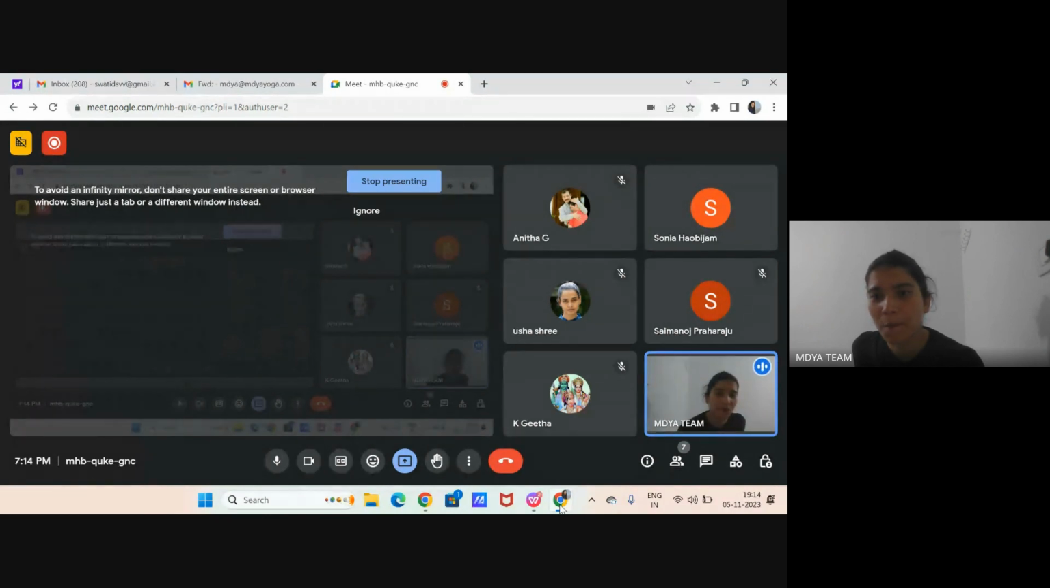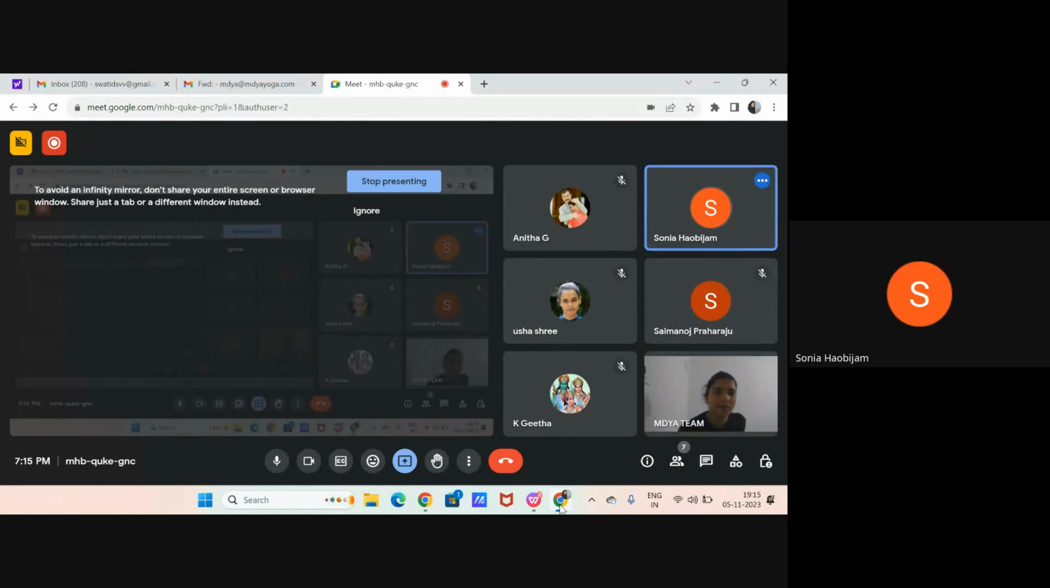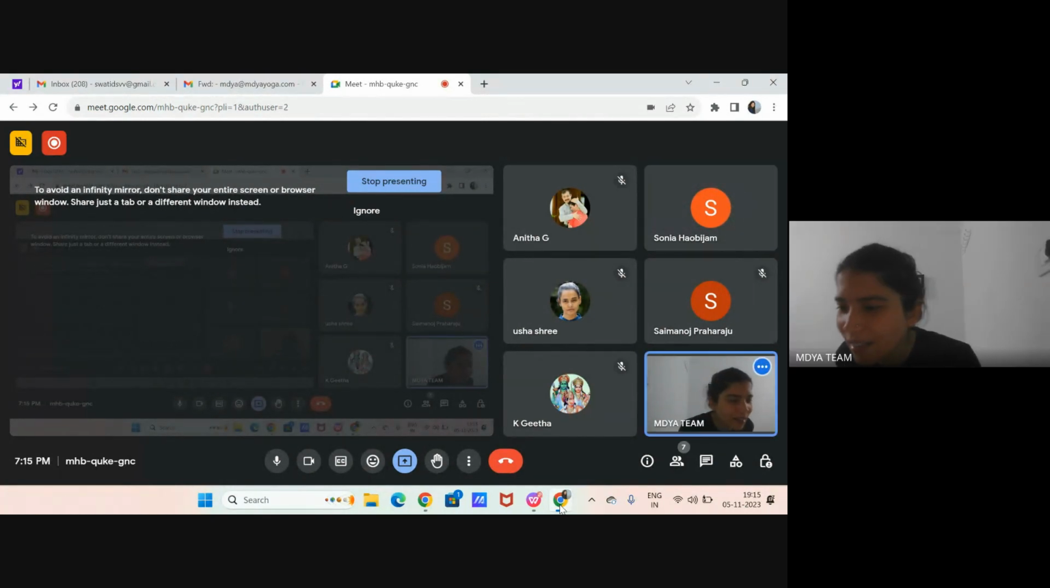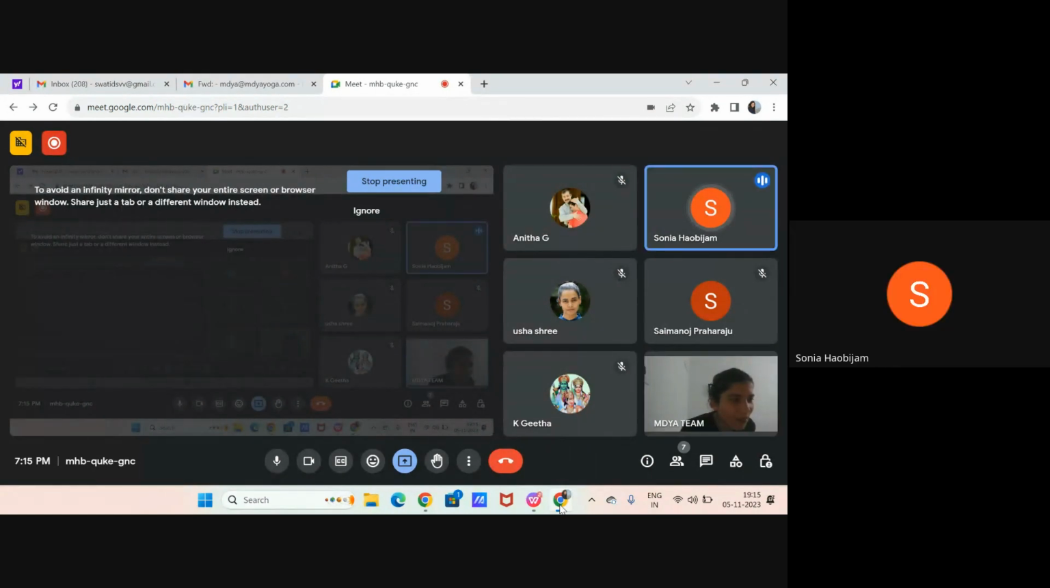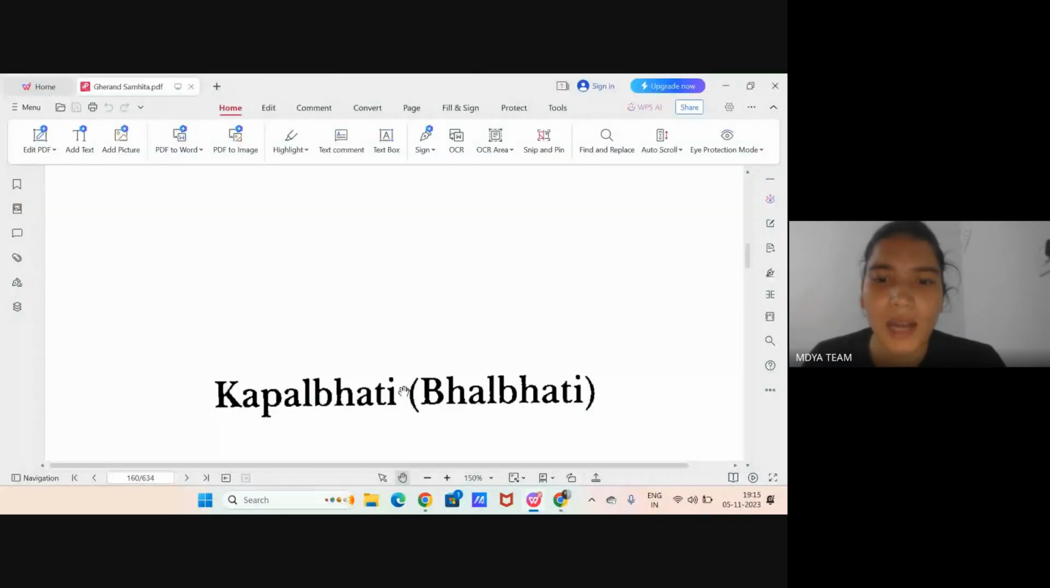Last one is what? It's Vastrika. Dhoti, Basti, Neti, Laudika, Trataka, and Kapalabhati. Good. So the last one is the Kapalabhati.